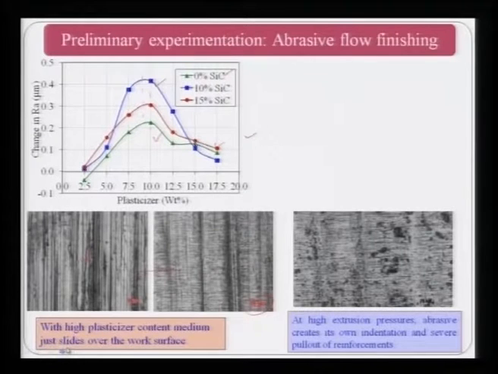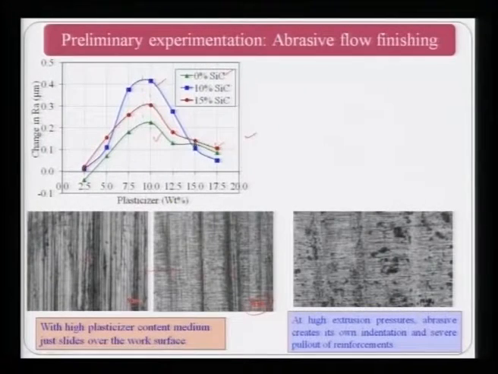Then there is some effect of hydrogen; high extrusion pressure, abrasive creates its own indentation, and severe pull out of reinforcement may take place. Now, when the extrusion efficiency is very high, then what can happen, as we saw in the earlier slides also, is that the pull out of the abrasive reinforcement may take place, and if pull out takes place, then a cavity is created on the finished surface and it may lead to rejection.